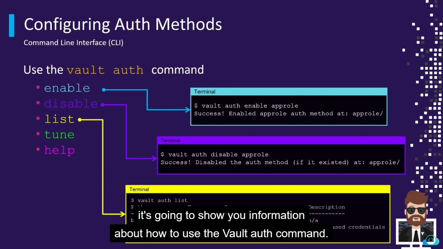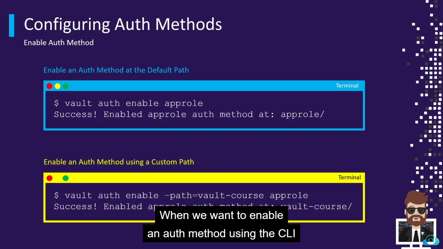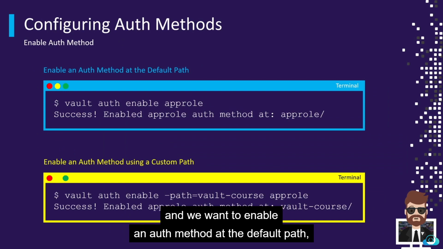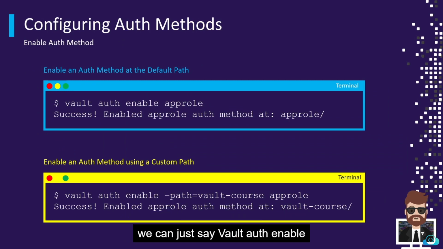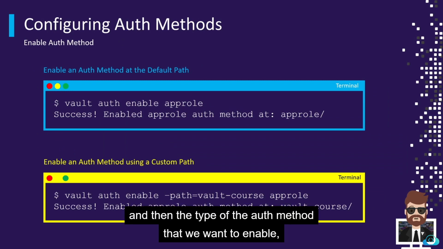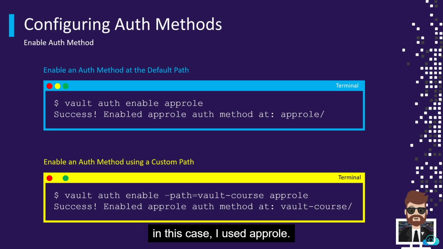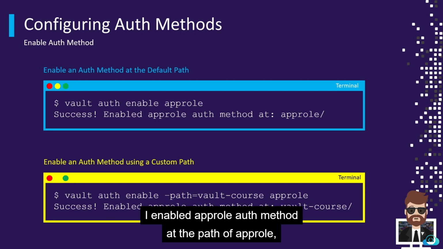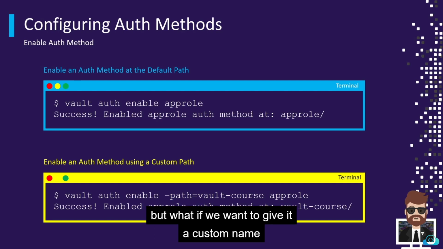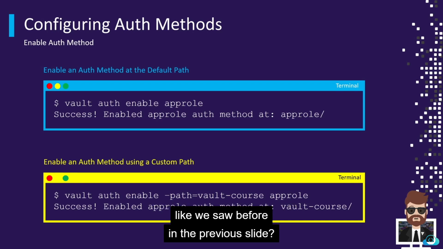All right, so when we want to enable an auth method using the CLI, and we want to enable an auth method at the default path, we can just say vault auth enable and then the type of the auth method that we want to enable. In this case, I used approle. So it says success. I enabled approle auth method at the path of approle. But what if we want to give it a custom name like we saw before in the previous slide?